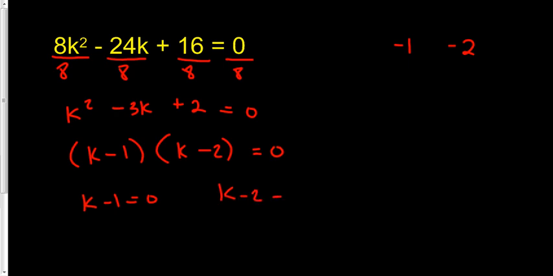k minus 2 equals 0. See, this is not too hard, is it? We take the binomials, we split them up, have them both equal to 0, and then we just go and solve. Well, hey, k equals 1, k equals 2.